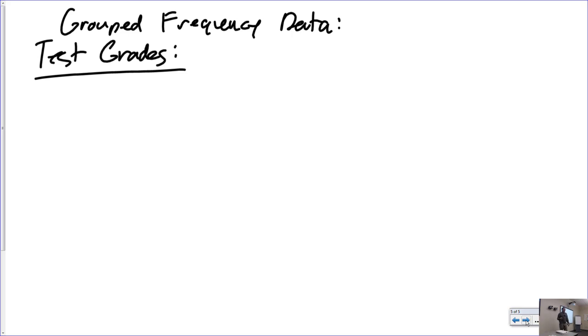So let's suppose that I have a bunch of information that represents people's test grades, right? So here's a bunch of data for you, given to you in the classic computational way, of people getting grades in my class.